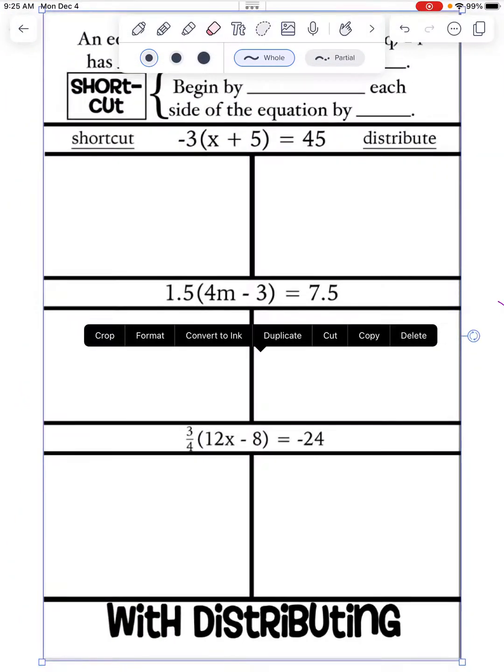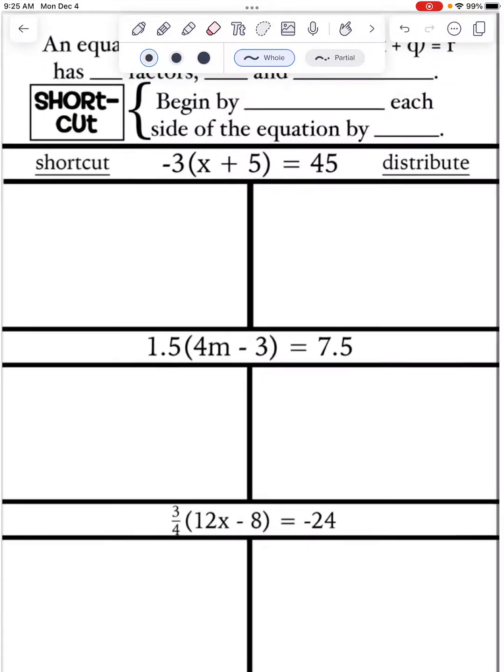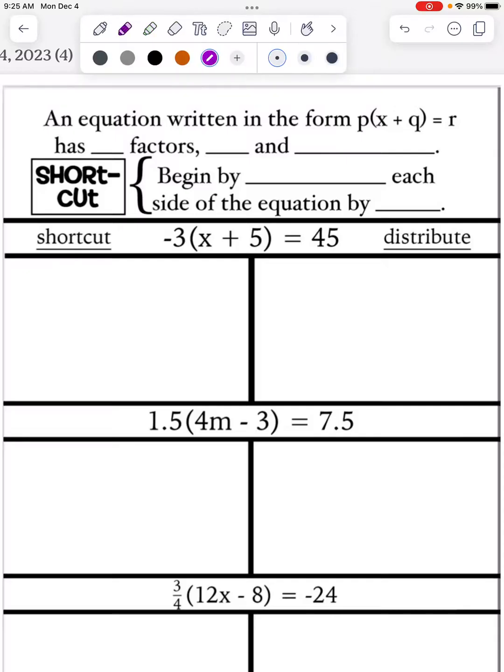All right, today we're going to be talking about solving equations with the distributive property. So you hopefully remember that something that looks like this, with a number sitting outside of parentheses, is the distributive property.